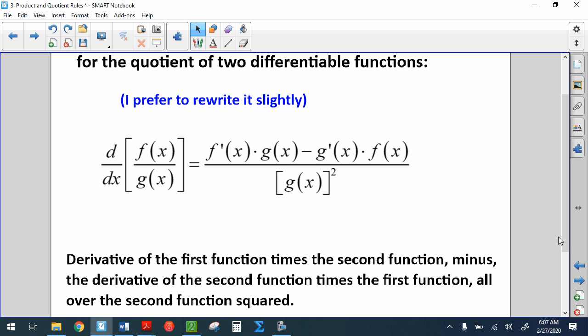You need to know these well, your product rule and your quotient rule. And so you can look through some of the examples and try those out. And then when I get back to class, we'll touch base.